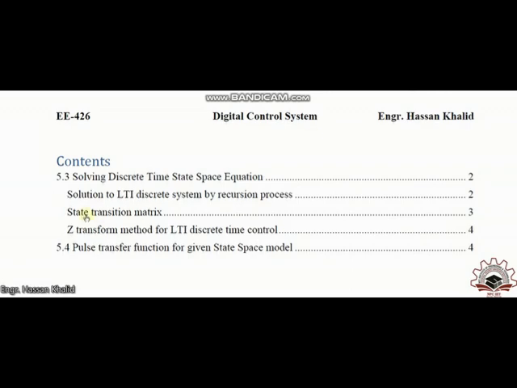One is the solution to the LTI discrete system by the recursion process. The second method is the state transition matrix. The last one is the formation of the Z transform method for the LTI discrete time control system. After that, we will be able to obtain the pulse transfer function for the state space model.